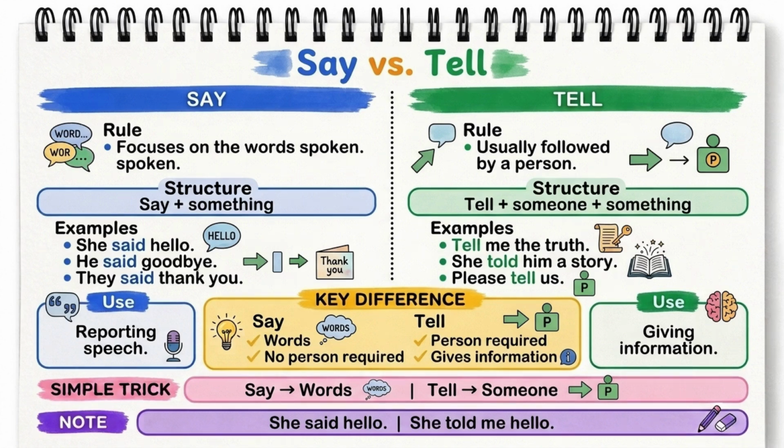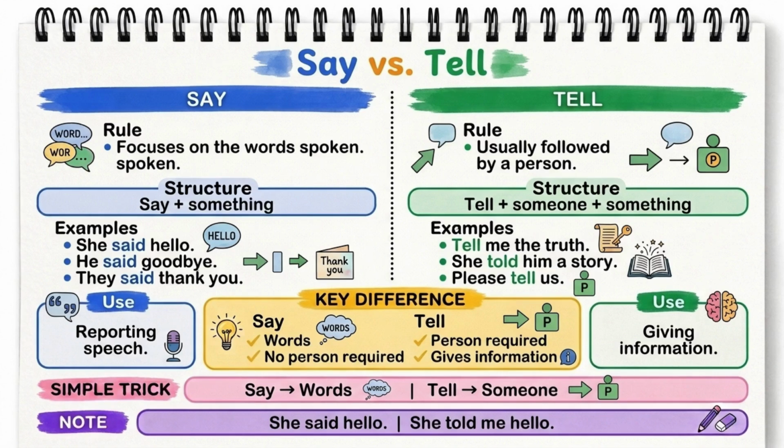Let's start with say. We use say when we focus on the words that someone speaks. The basic structure is say plus something. Here are some examples. She said hello. He said goodbye. They said thank you. Notice that after say, we don't usually mention the person who receives the message.